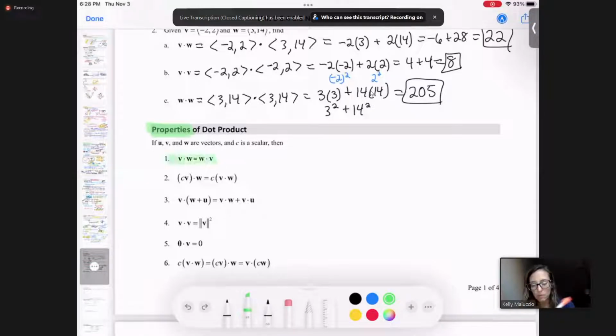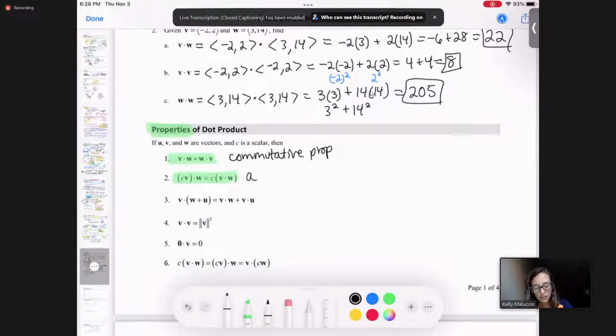property. V dot W is W dot V. They're the same thing, and it's because addition and multiplication are commutative. Same thing if we have a constant. So maybe I won't give you these, but these are just things to know. If you have a constant, I'll write what these are. This is the commutative property.